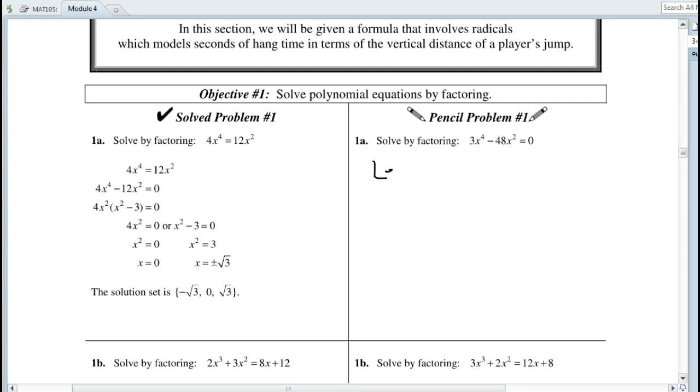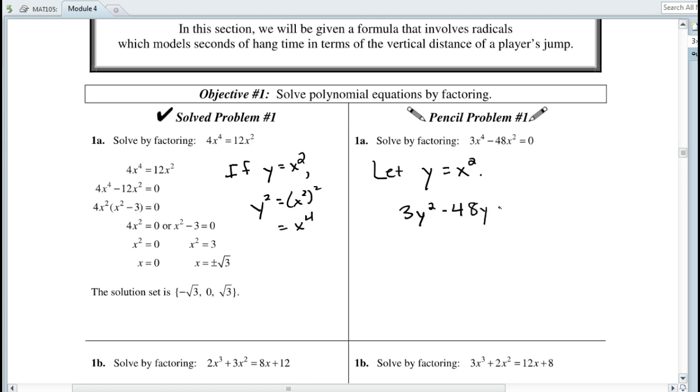So let's say let y equal x squared, and then let's see what the equation turns into. Also note if y equals x squared, then y squared will be x squared squared, which is x to the fourth power. So the degree 4 equation in x will become a degree 2 equation in y, just a quadratic. So we'll have 3y squared minus 48y equals 0.